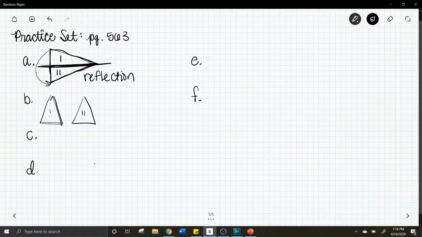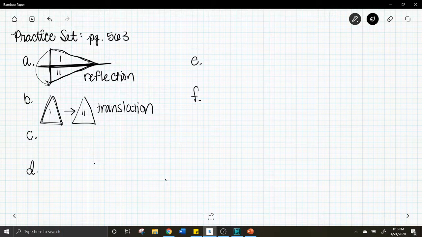How did triangle 1 get over here? That was a translation. So you'll see that all of the points are in the same spot, but the triangle has literally just moved. It was slid over in a translation.